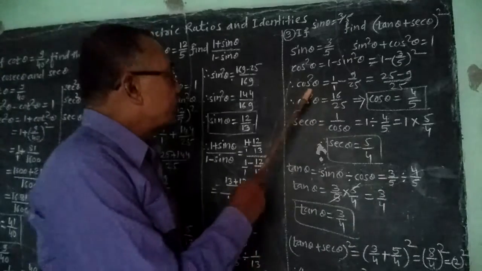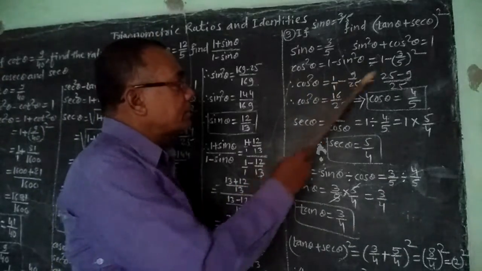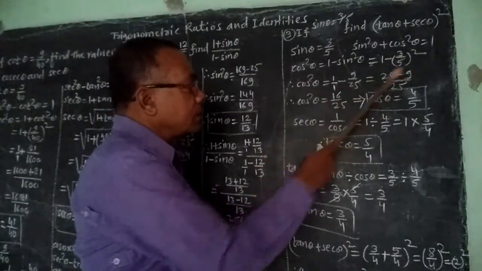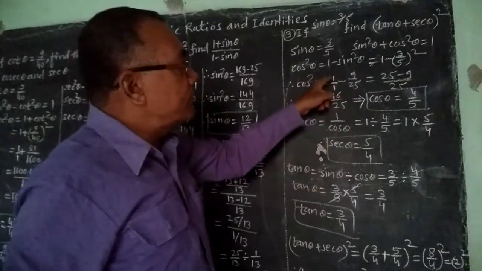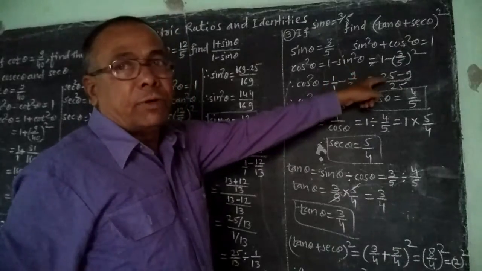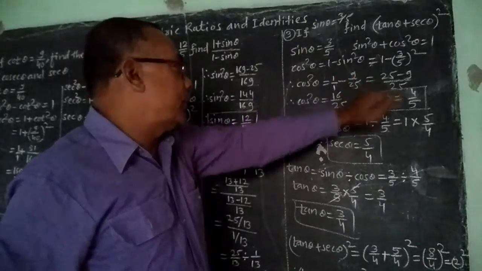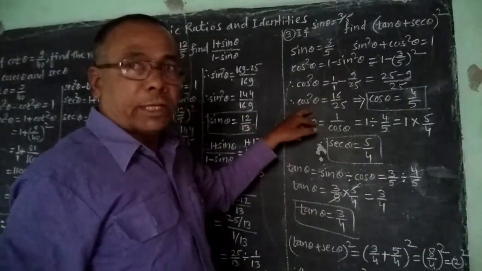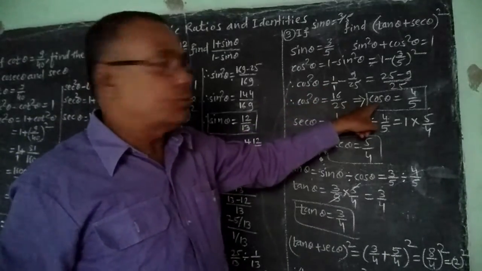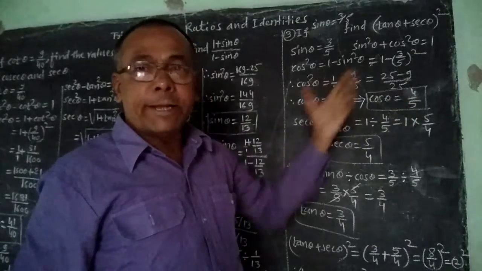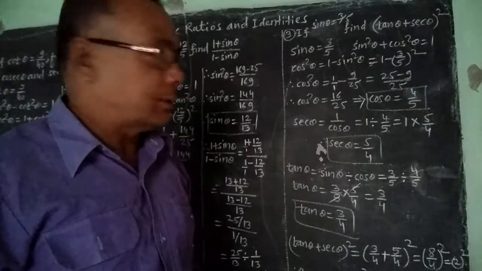Here cos square theta is equal to 1 minus 3 square is 9 and 5 square is 25. So 9 upon 25. Here 25 ones are 25 minus 9, 25 minus 9 divided by 25, and therefore cos square theta is equal to 16 upon 25. It gives cos theta is equal to 4 upon 5 by taking square root on both sides.